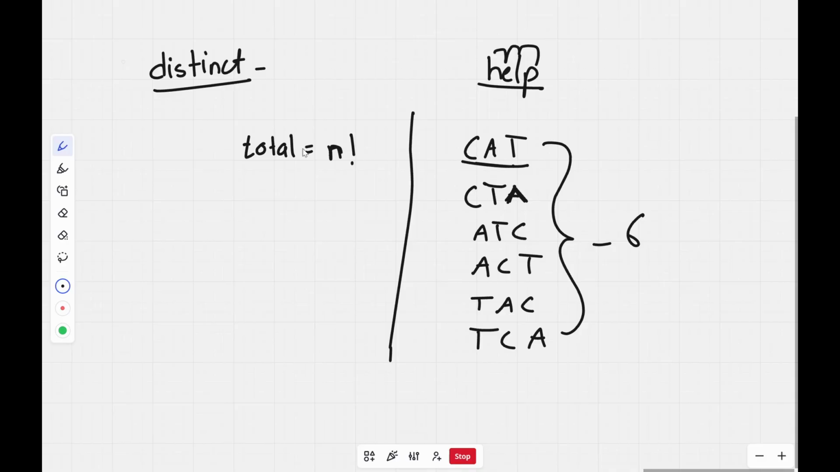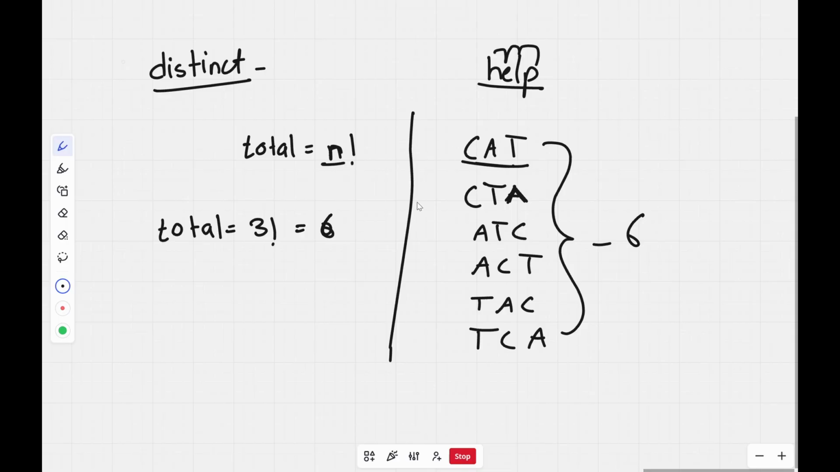Now let's use the formula. The formula says that the total number of arrangements is equal to n factorial, where n is the total number of letters. Now for the example of cat, we have 3 letters, 3 distinct letters. Hence the total is equal to 3 factorial, which is equal to 3 into 2, which is 6, right? Now note n is the number of distinct letters present in a word.